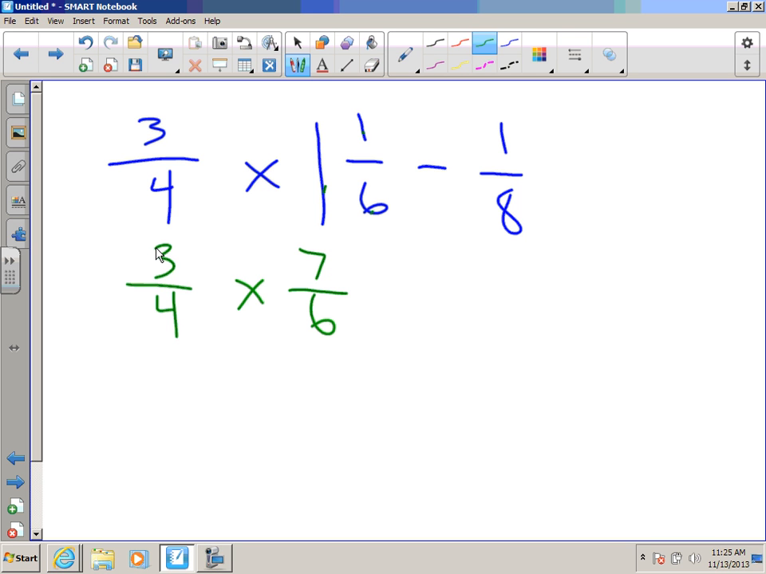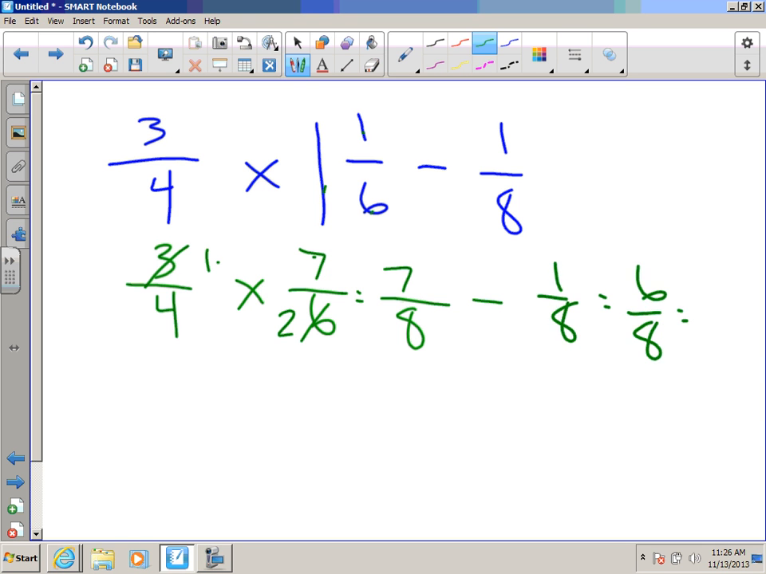Because whatever I get here, I will then subtract 1/8 from. But we have to wait on this part. So now, anything in common with a 3 and a 6? There's 1 there, there's 2 there. So 1 times 7, 7 and 8. So now I have 7/8 minus 1/8, which is, yes, okay?